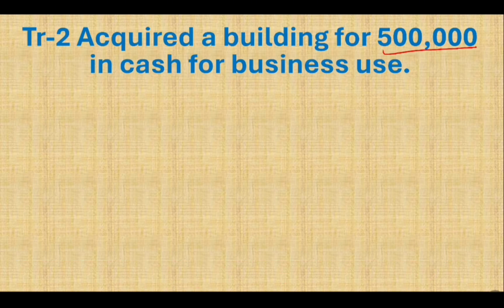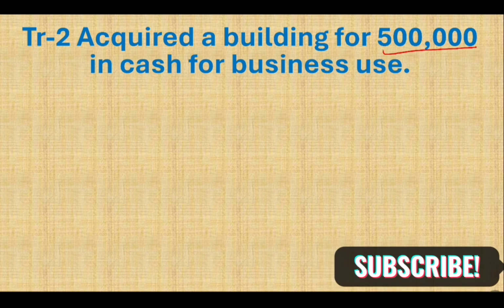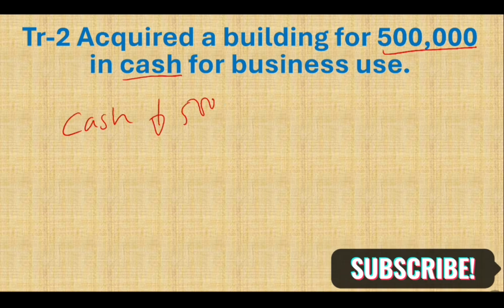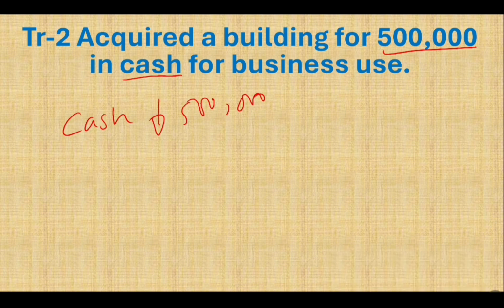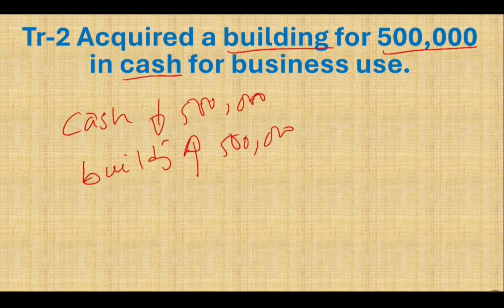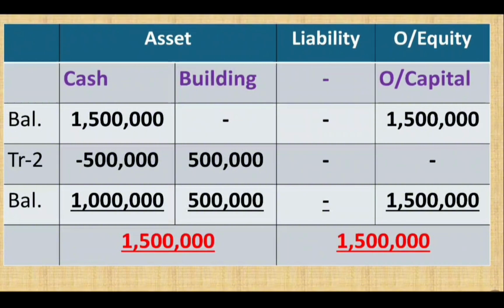Now let's go to transaction 2. In the case of transaction 2, Z company acquired a building for 500,000. Z company purchased a building for 500,000 in cash. Since the purchase is made in cash, we expect cash to decrease by 500,000. The other asset account that is going to increase is building. Building is increased by 500,000. Let's see how we can register this transaction.